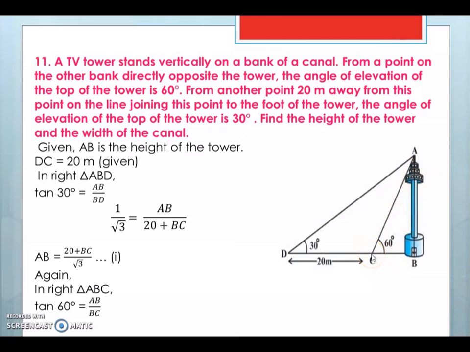From a point 20 meter away from this point, that is further 20 meter away, the angle of elevation from this point will be 30 degree. Okay, so as you move away from the point, angle of elevation will decrease. So this becomes 30 degree. You have to find the height of the tower and the width of the canal.